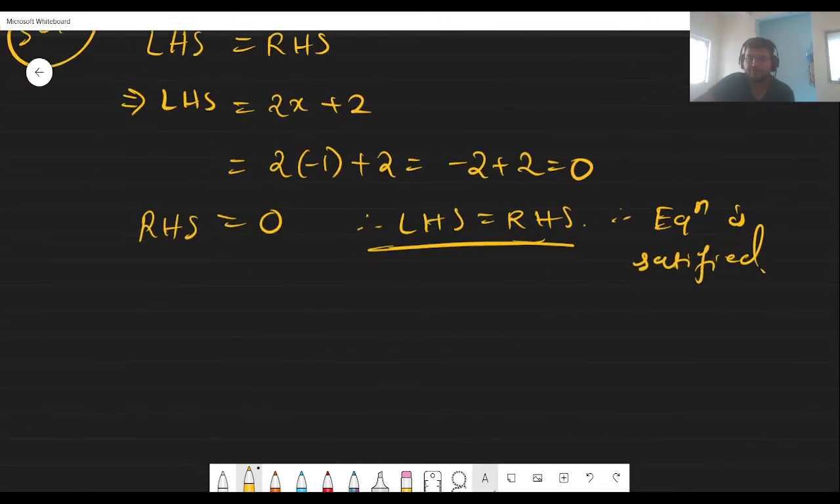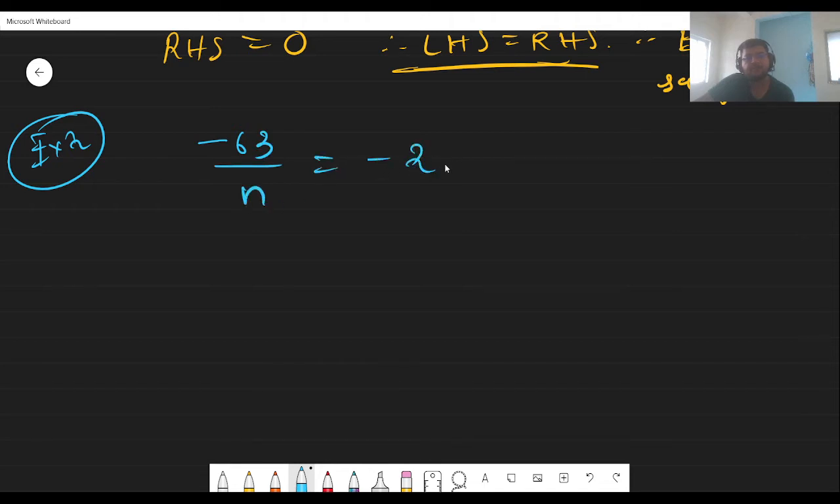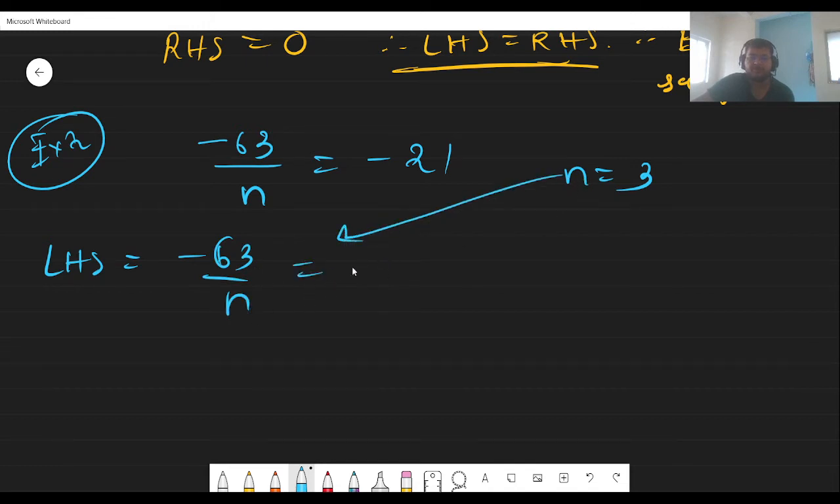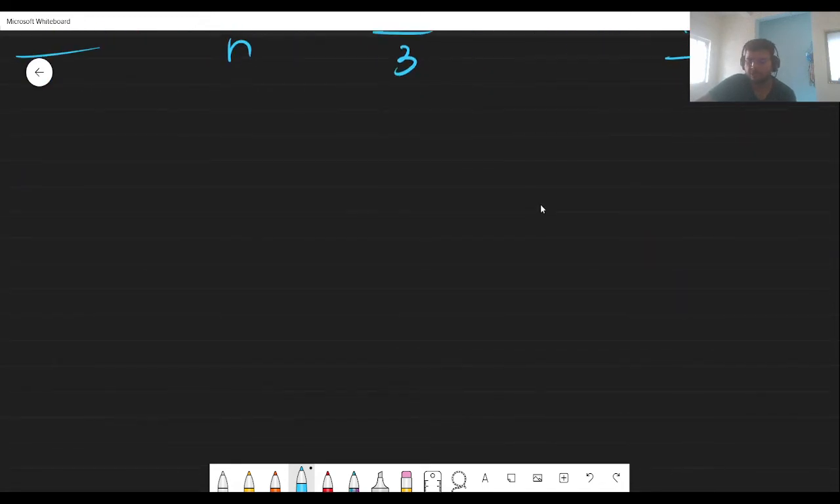We can do two, three questions like this. Example 2: I will not write the whole question, I will just write the equation and the value, and we'll see if it is satisfied. The equation is -63 upon n equals -21, and we have to check n equals 3. The LHS is -63 upon n. Substituting the value of n, it will be -63 upon 3, which gives us -21. This is also equal to the RHS. Therefore LHS equals RHS, therefore it is satisfied, and the value satisfies the equation.